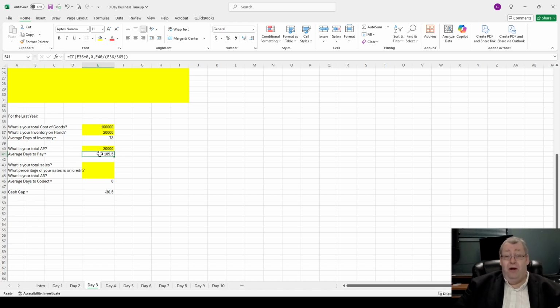Now, if I'm in the oil industry, this might be normal. They take 3 months to pay on average. But in most businesses, anything over 30, that probably should be a concern that you have some bill payment issues.